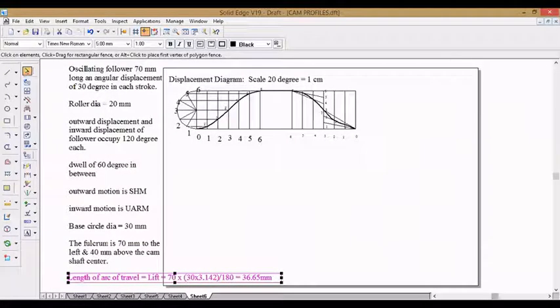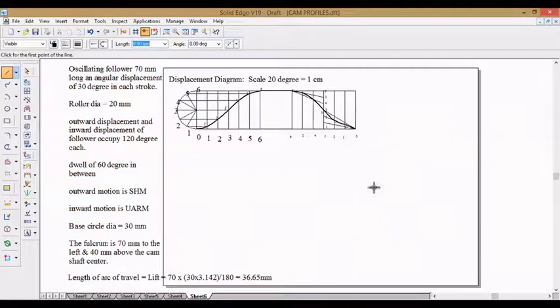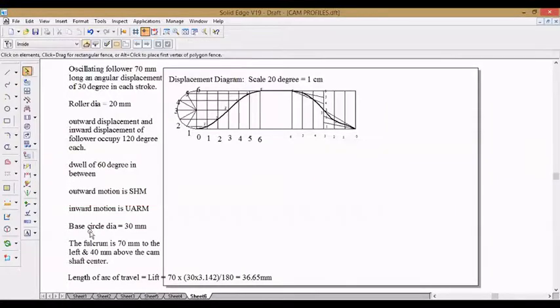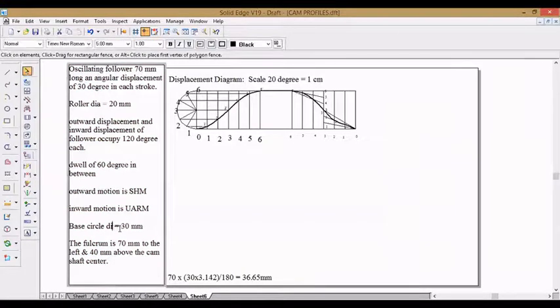The length of the follower is given as 70 mm. First you draw the center of the cam. The center of the cam I'll take somewhere here. The base circle radius is 30 mm, that is not the dia. I need to change that here. The base circle radius is 30.